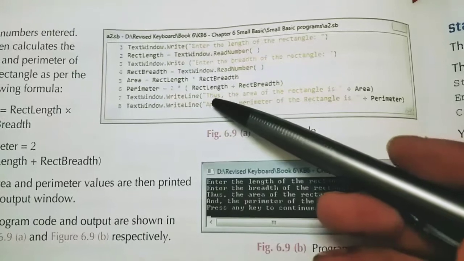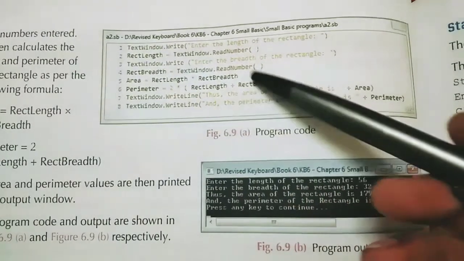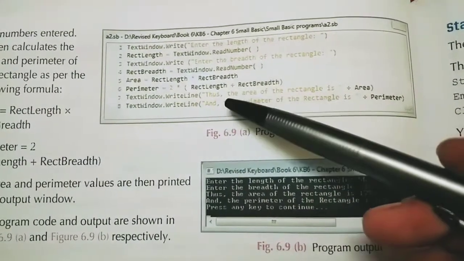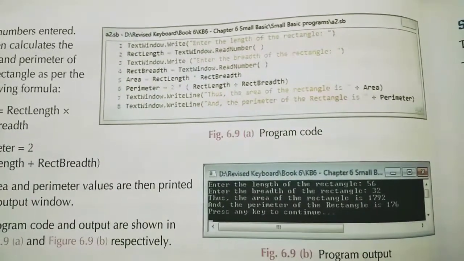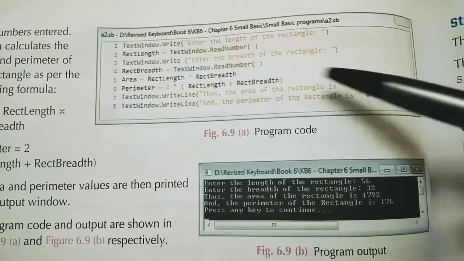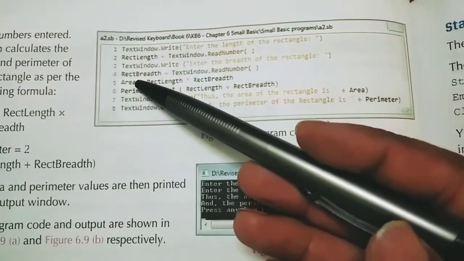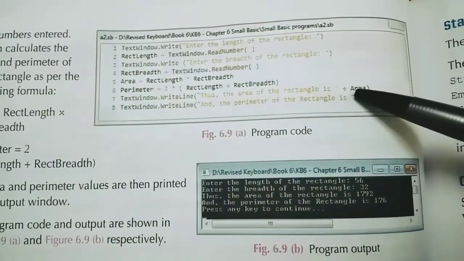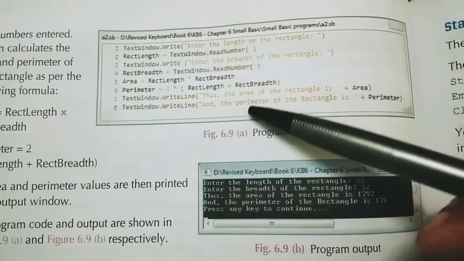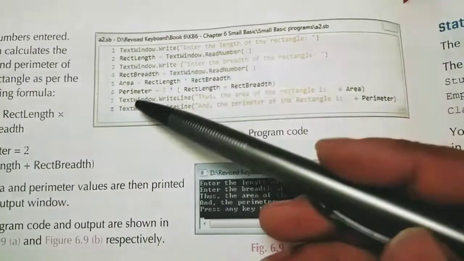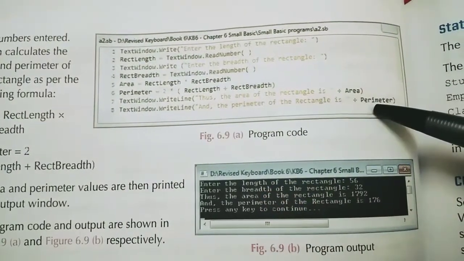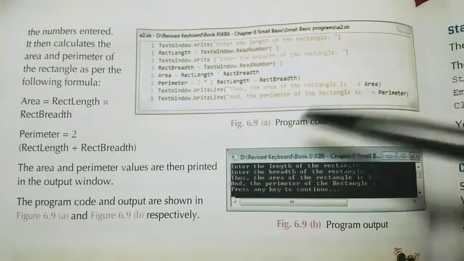After calculation it will show the area. It will be written like this: "thus the area of the rectangle is" plus area. Whatever area comes, it will take the value from this variable and show it here. Then after that, "and the perimeter of the rectangle is" plus whatever value of the perimeter is stored in this variable, it will be shown here. In this way this code works.